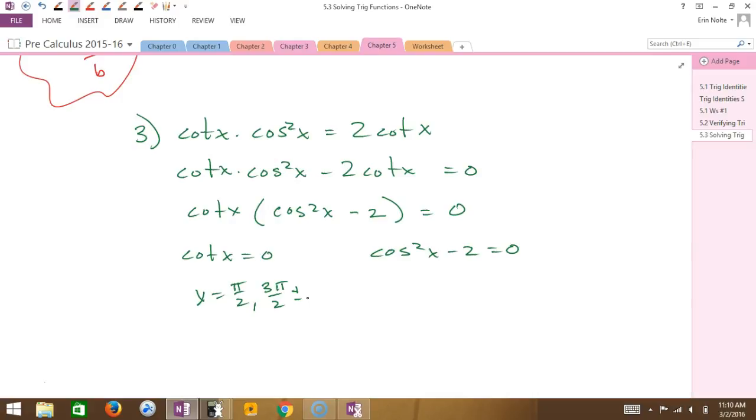Okay, so plus my n period. So what's my period on cotangent? On this cotangent? Pi, good. So n pi. N pi, okay, good. So we got part of our solutions.